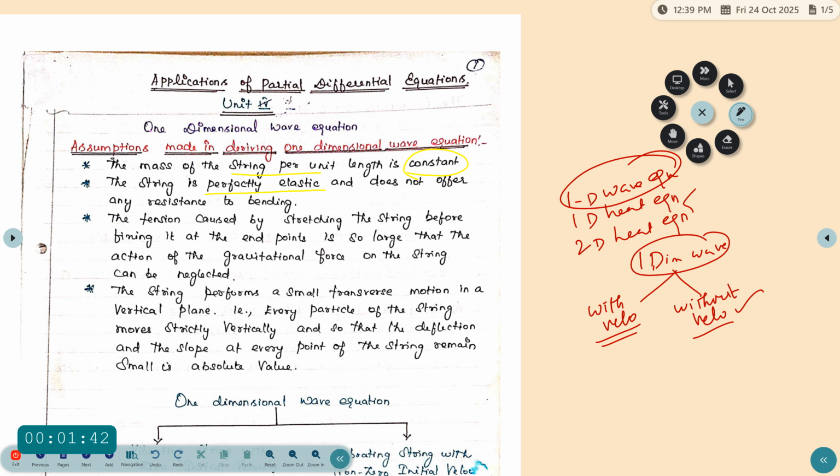The tension caused by stretching the string before fixing it is so large that the action of the gravitational force on the string can be neglected. Then the string performs a small transverse motion in a vertical plane. Under these assumptions, we are deriving the one-dimensional wave equation.